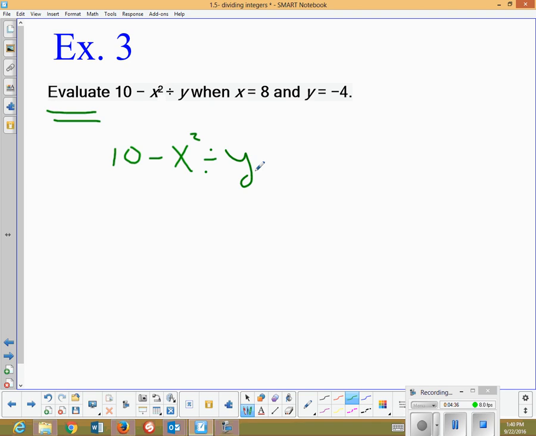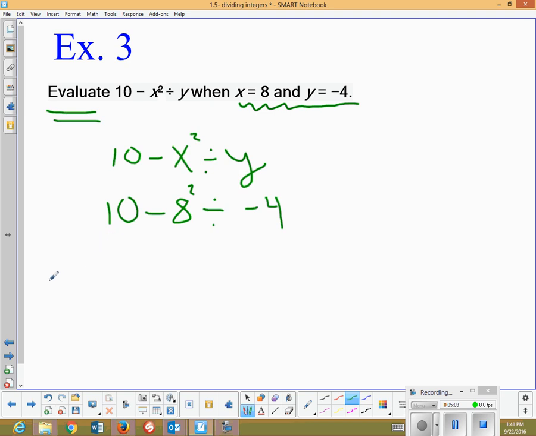What I notice is they did give me a key. What I'm going to do is plug in 8 every time I see an x. I'm going to put an 8 here, and then that means squared, and I'll bring down the divide. And anytime I see a y, I'm going to put a -4. Then I'm going to put the 10 in the front, just bring it down. I don't do anything with it. And then let's go ahead and solve this problem.